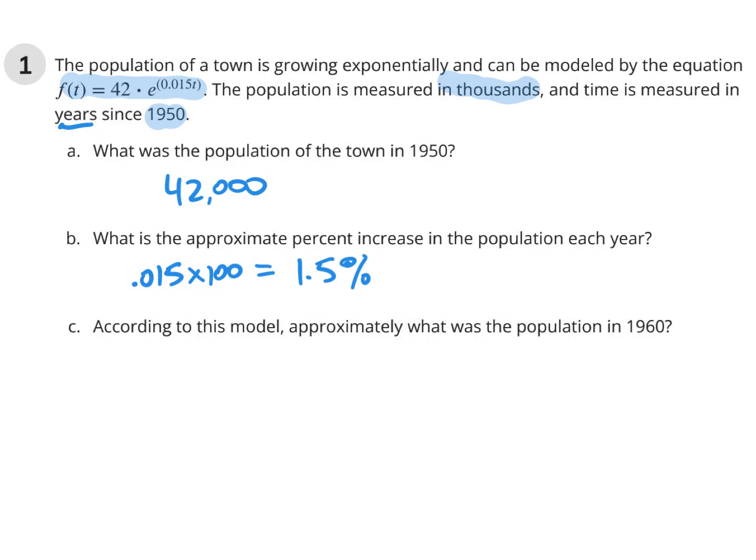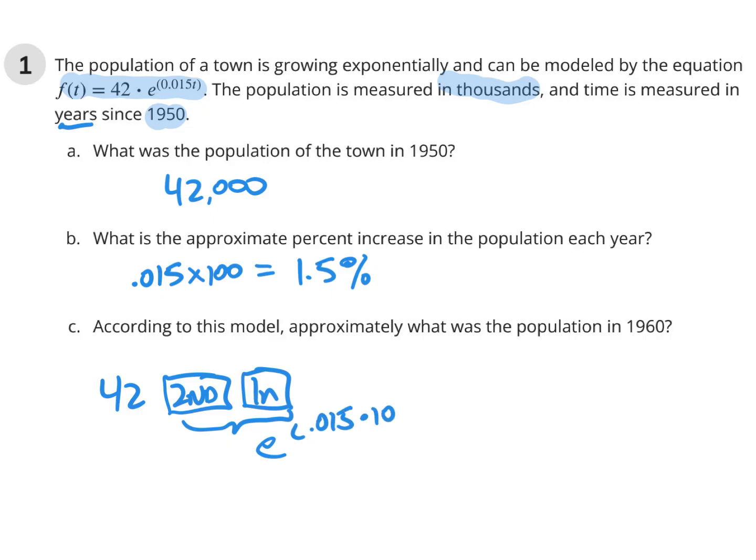So in your calculators, you're going to hit 42, second, ln, which is next to the 4. And then a parenthesis is going to pop up. E is going to pop up when you hit these buttons. And a parenthesis is going to open up. And you're just going to type in 0.015 times 10, close the parenthesis, hit enter. And you will get the number about 48,797 rounded to the nearest whole number.